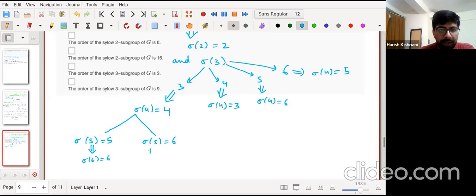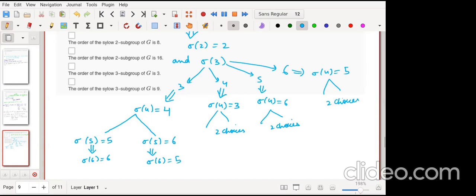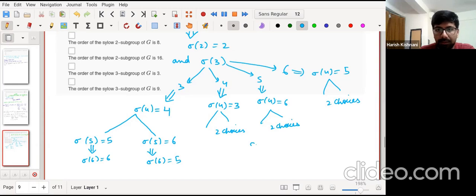And if it is mapped to 5, then it will imply that sigma 6 is 6. And if it is 6, then it will imply that sigma 6 is 5. Similarly, two choices in this case, and two choices in this case, and two choices in this case. I hope it's clear, Shalini. Yes, sir. Okay, so total 8 choices you have.